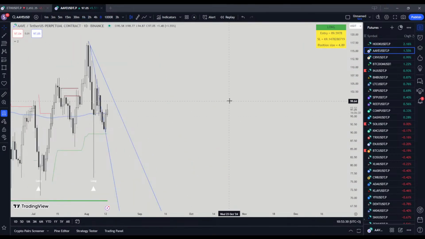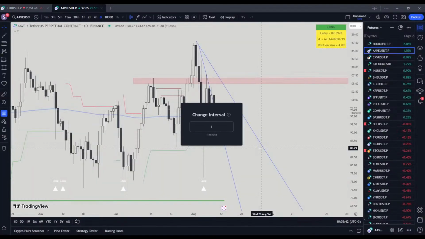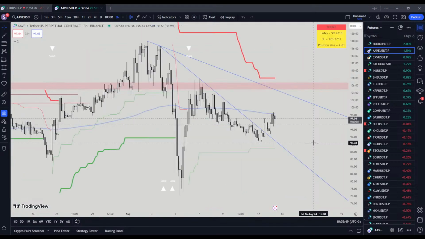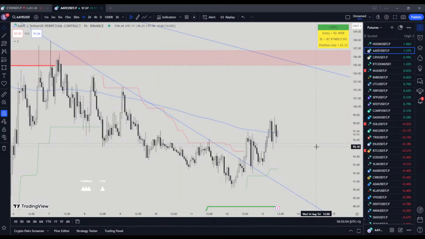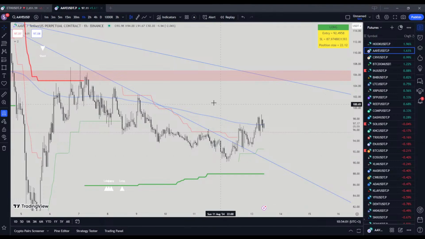Let's check some confluences. Let's check weekly. Well, we are into supply already on weekly. The supply is lowering, but I think this is the main one. Also some demand. I want it. Price is rejecting. Let's check 2 hours. Well, I think I'll take a setup on this one. I'll take this area.